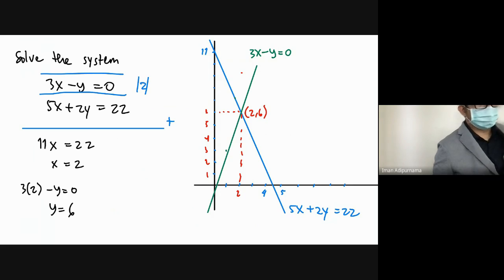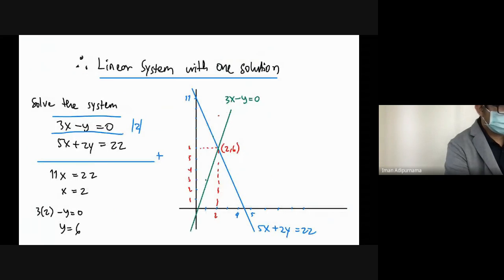And you can use elimination and substitution in any way you want, okay, because those methods fit each other. So this is a linear system with one solution. Okay, one solution. So you have perfectly one solution on the graph, right?